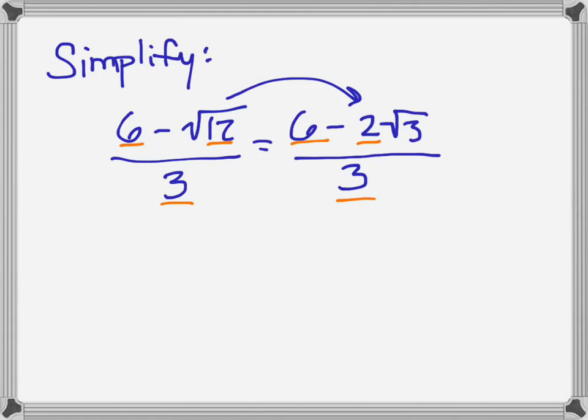Even though 6 can be divided by 3, and even though 2 times 3 is 6, and there are some numbers that look similar here, there is nothing that could be distributed out of the numerator that I could cancel out with my 3. So this is also in lowest terms and fully simplified, and this is my final answer.